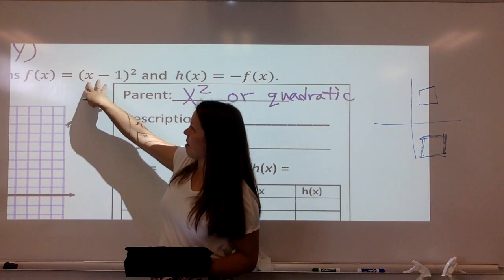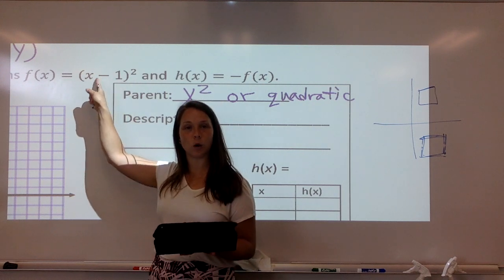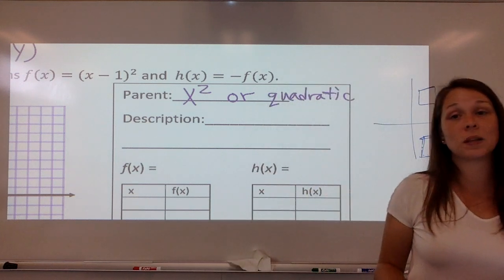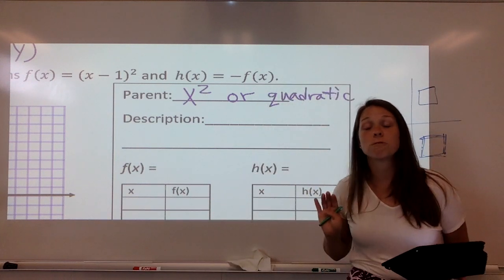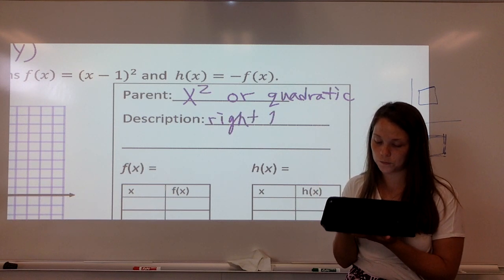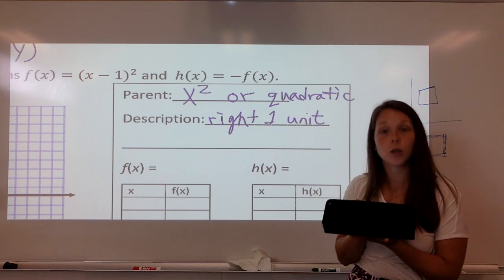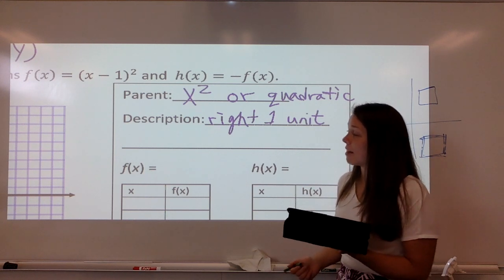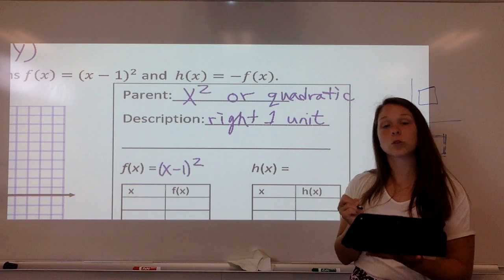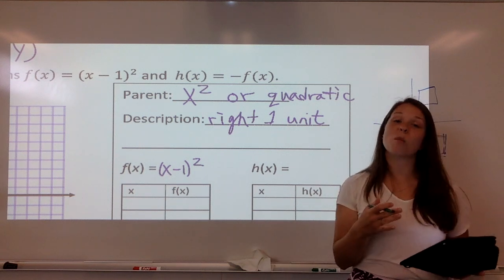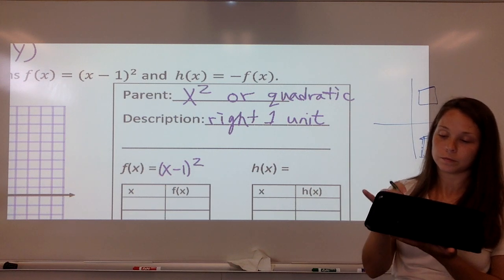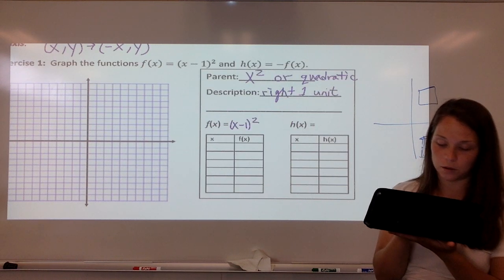So let's think about in f of x, what is happening here? Well, we have this minus 1 that's happening inside the grouping symbol. Happening inside the grouping symbol means it is pushing the graph forward or to the right 1 unit. So using that information, that means this f of x table here is going to be just like the x squared table, but all my x values are going to be moved up 1 unit. So that would give me this table here.